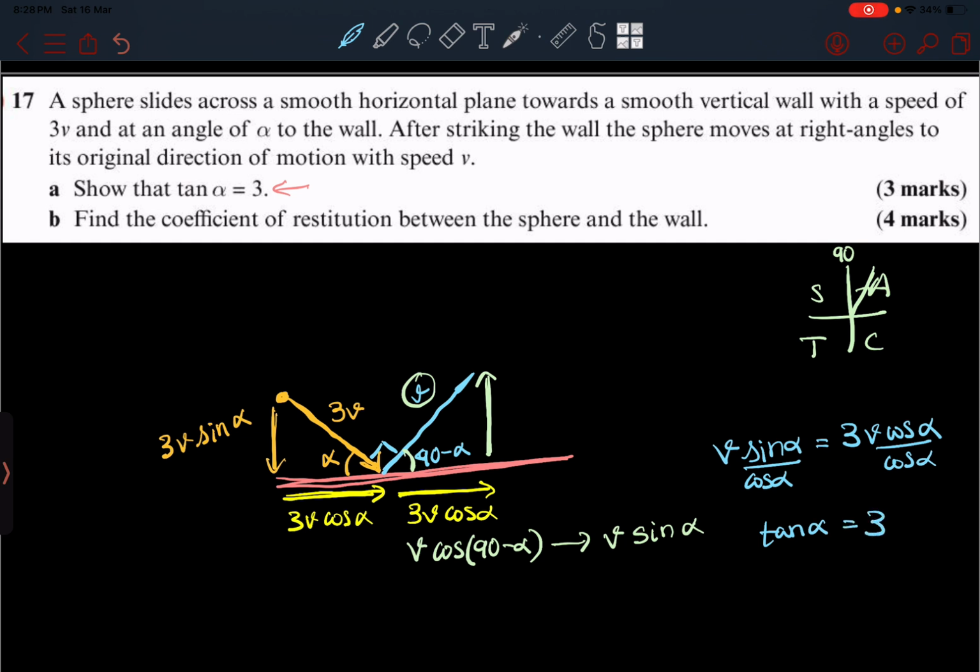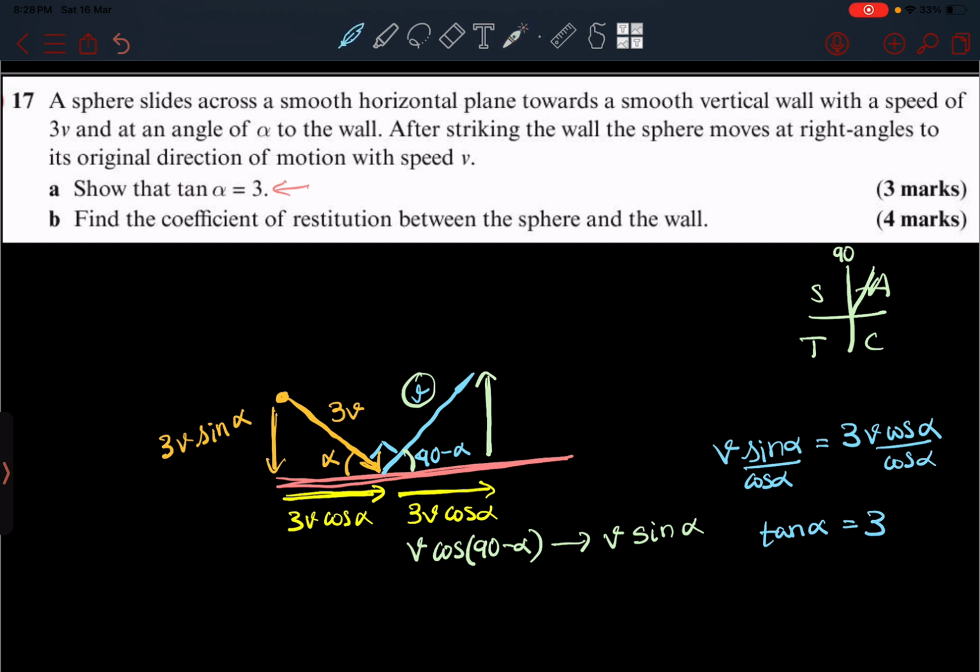So we used the theory that the parallel component gets carried over as it is, and we also used the idea that these are at right angles, so we were able to work out 90 minus alpha and connect that in this right angle triangle where this is v, so the adjacent side would be v cosine of 90 minus alpha. So that was part A.